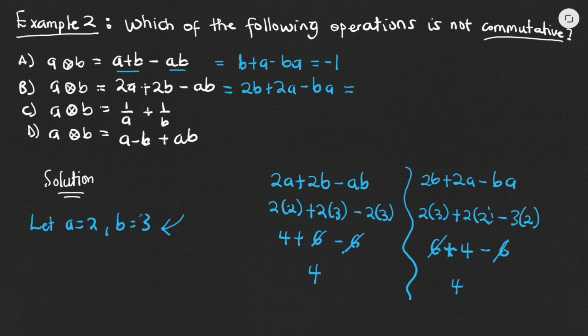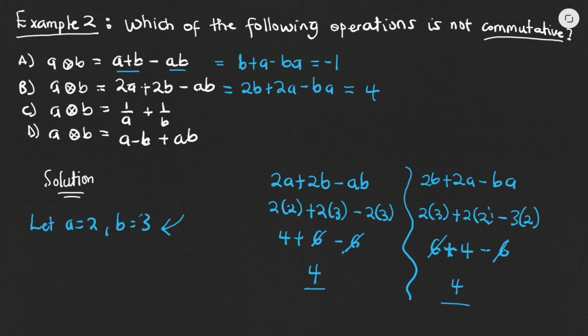So regardless of whether I interchange their positions or not, I'm going to get 4 over here, right? So it means B is also commutative, since here is equal to here. All right, now let's look at option C.